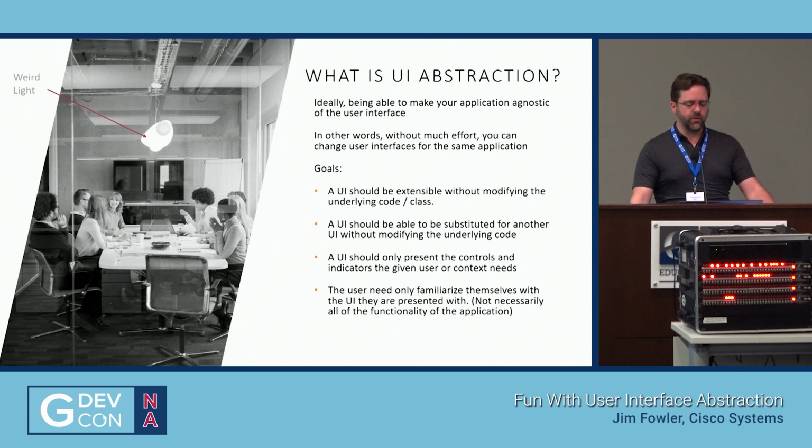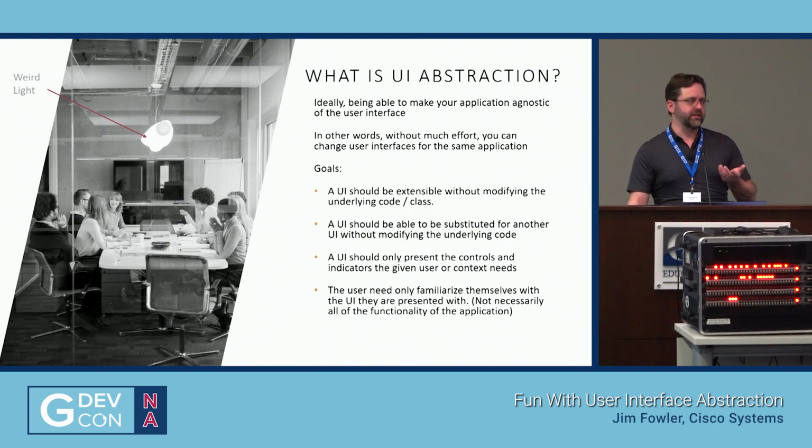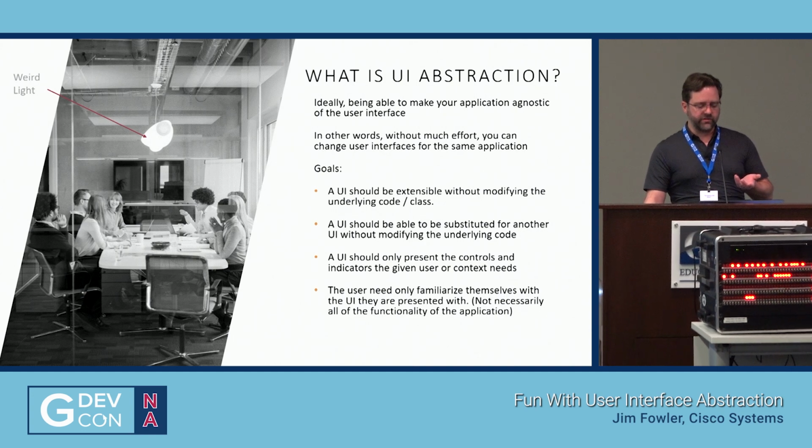Some goals should be, a UI should be extensible without modifying the underlying code and class. You should be able to substitute one UI for another without modifying the underlying code. The UI should only present, I mean, you don't have to follow this, but ideally your UI should only present the controls and the indicators that a given user or context needs.